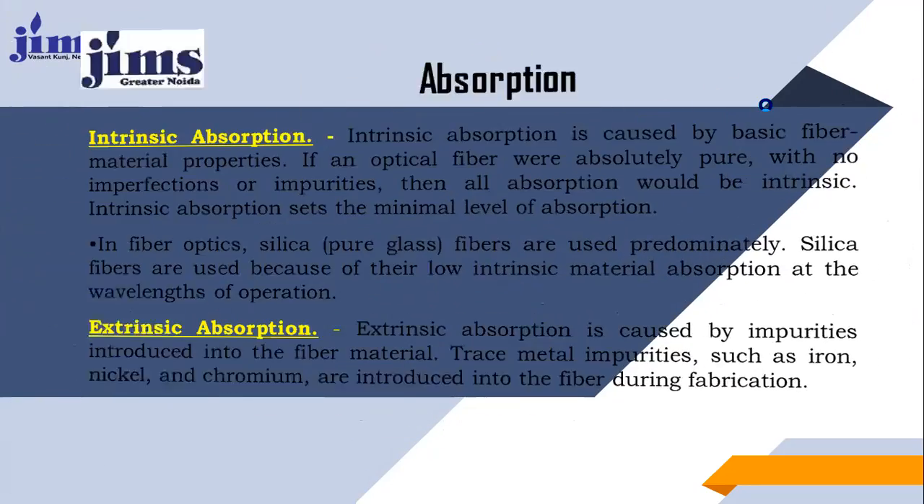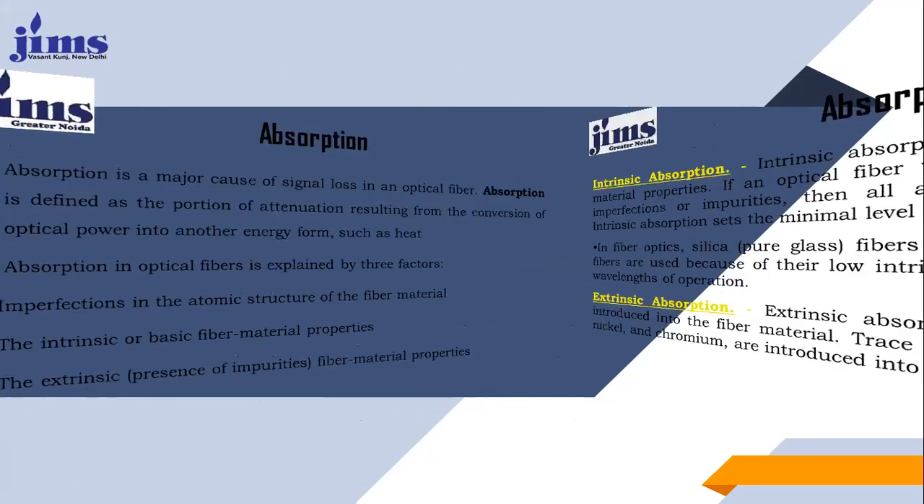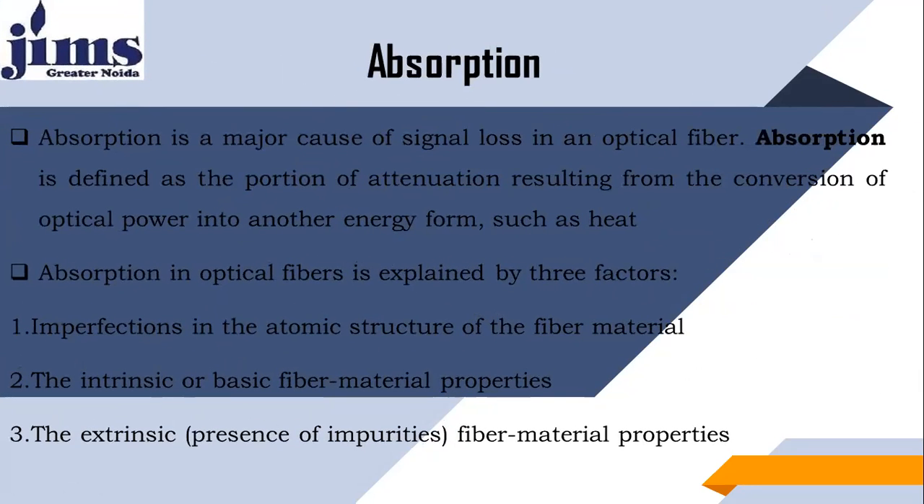First, imperfection in the atomic structure of the fiber material. Means the materials that are used in the manufacturing of optical fiber, their atomic structures are imperfect. So the number one point is imperfection in the atomic structure of the optical fiber.